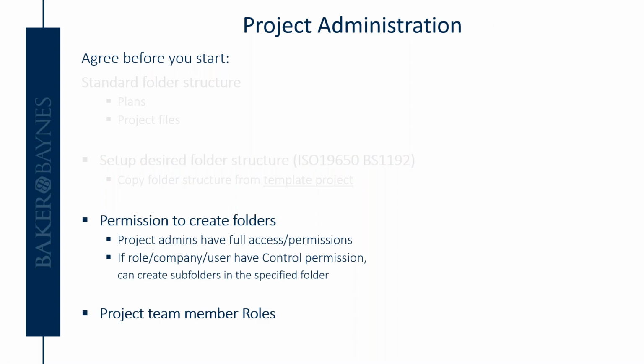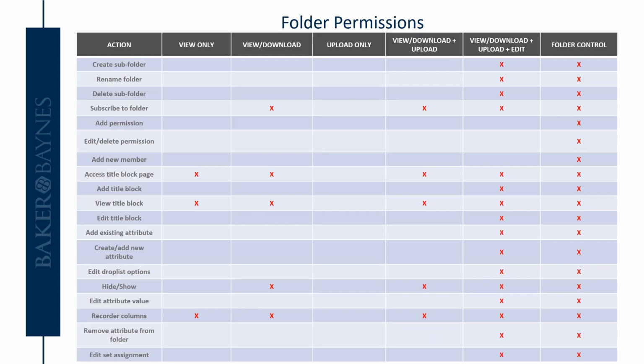Permission to these folders: project admins do have full access permission. Permissions can be assigned by role, by company, or by user. And you can create subfolders specific to what some of these members have in terms of permissions. Your project team members need roles. I'm going to talk a lot about that today. This is just a quick overview. I'm not going to talk through this all in detail. It is available on the Autodesk Knowledge Network, but it just gives you an idea of your folder permissions that we're going to go through.